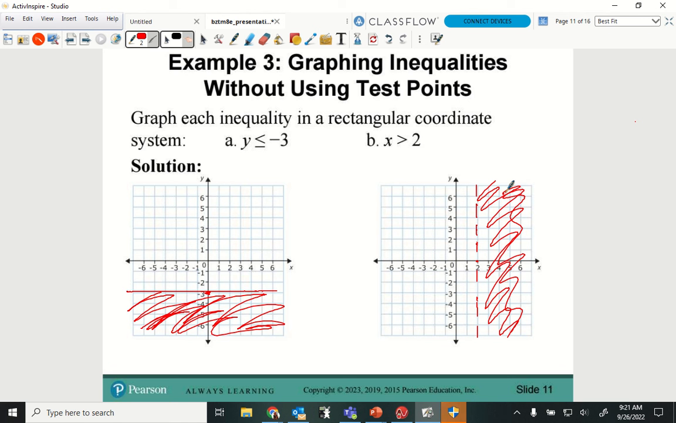¿Está muy fácil? Muy, muy fácil. Muy, muy.